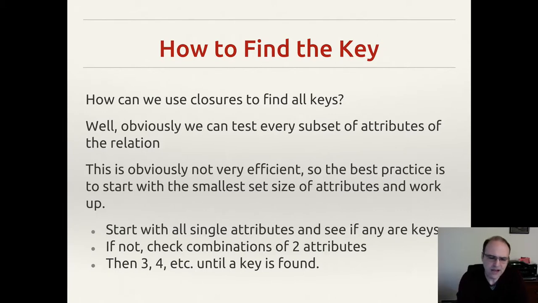So now that we know how a closure works and what it produces, how do we go about making sure that we can use a closure to find all the keys, or hopefully maybe a minimal key? So let's talk about that a little bit. We can obviously test every subset of attributes in the relation. This is going to be extremely tedious.